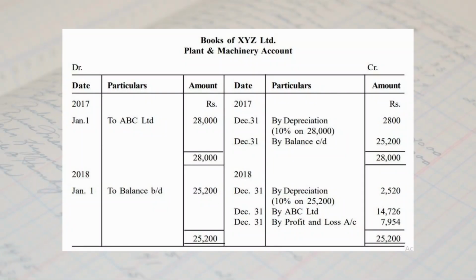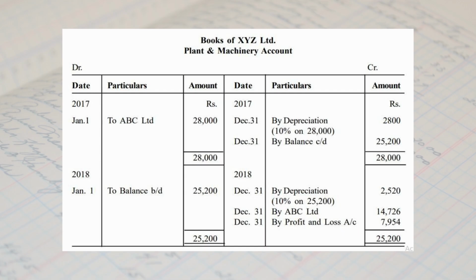So, when we prepare the plant and machine account, it would be by ABC Limited. We can easily see in the books of plant and machine by ABC Limited this entry 14,726. So, let us discuss in the books of hire purchaser plant and machine account. When the asset was purchased, machine account debit to ABC Limited 28,000, because the cash price was 28,000. Then by depreciation 10% of 28,000, 2,800. So, by balance carried down at the end of the first year 25,200, total is 28,000.